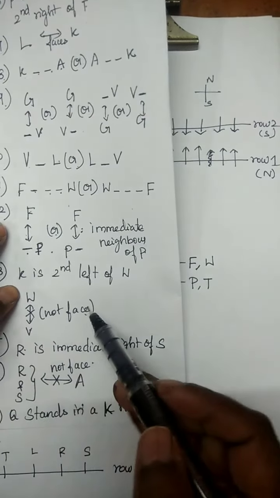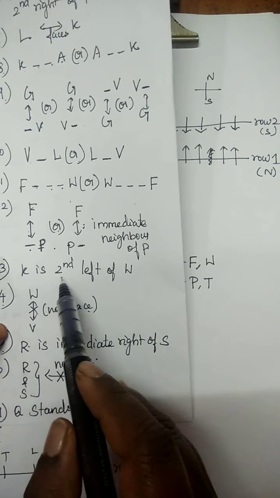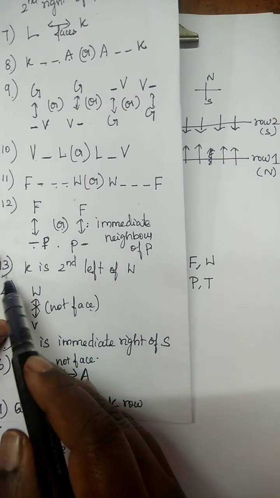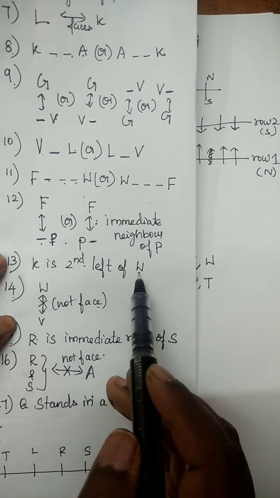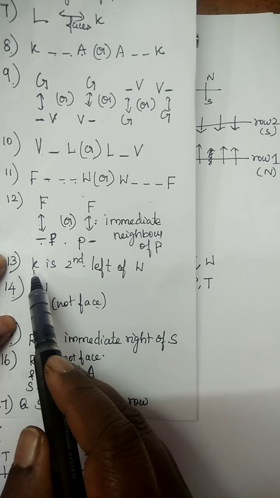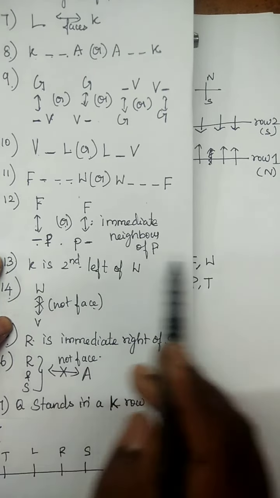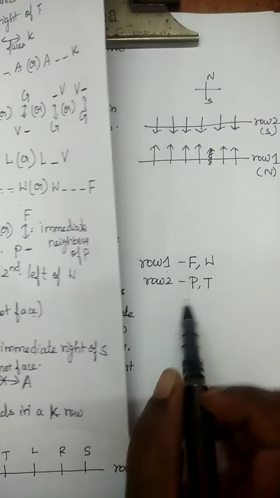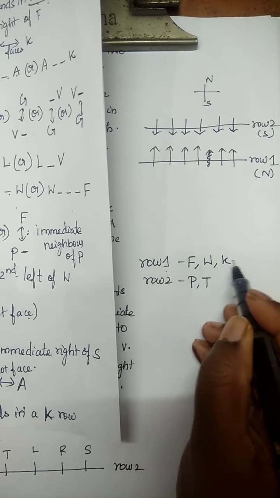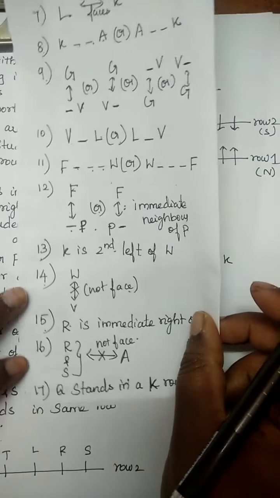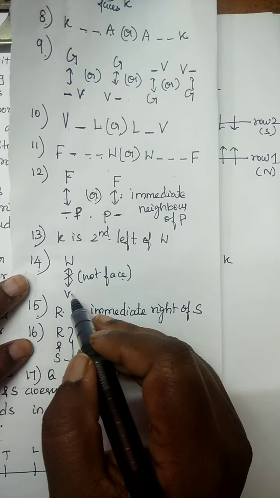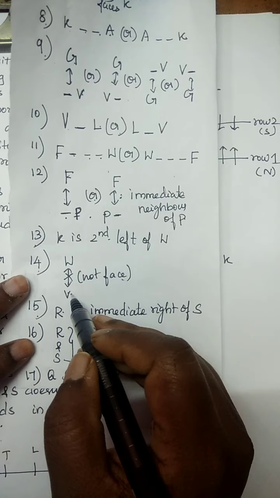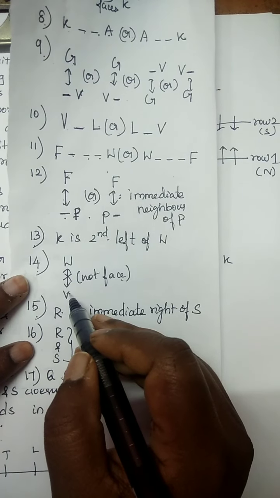Yes, see here, K is second to the left of W. Next 13th point. K is second to the left of W. So K is also in which row? W row. W is at row 1. So K is also at row 1. Now W does not face V.